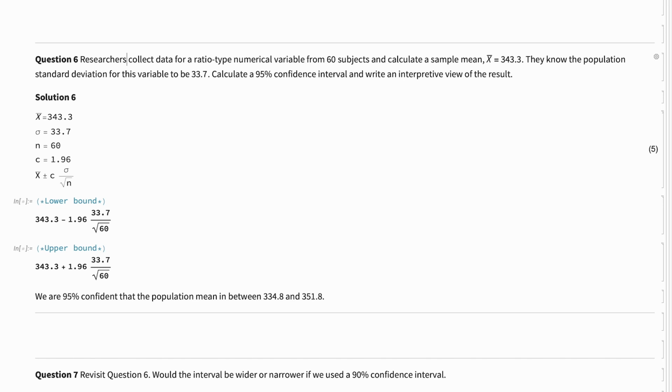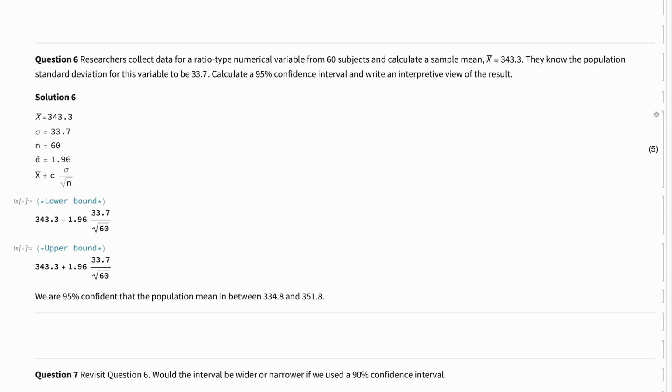Now, what I mean by interpretive view is not a true statistical explanation for what it is, but just how we normally interpret and normally write in a manuscript what we mean by the 95% confidence interval. So here's my solution. I'm just writing down what I know. I was told that my sample mean was 343.3. My population standard deviation was 33.7. I have 60 subjects in my sample.